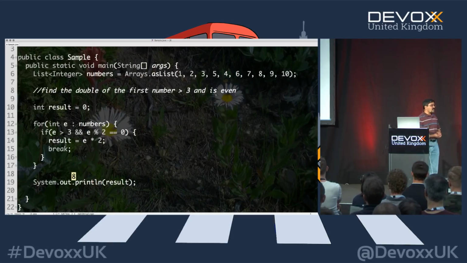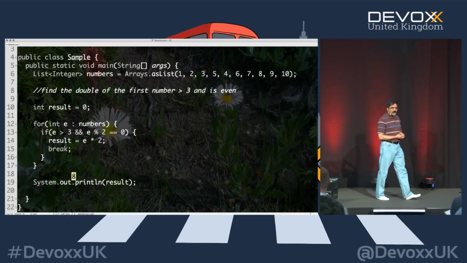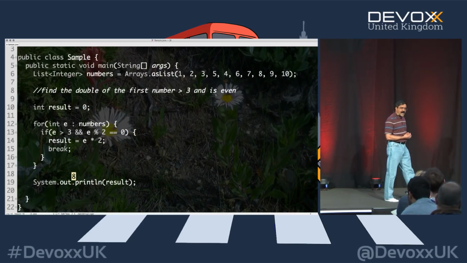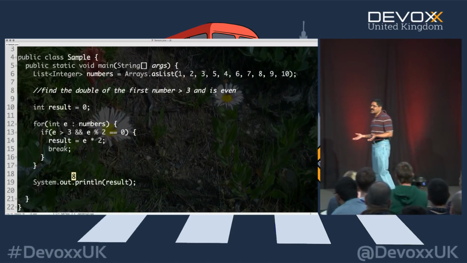I always get these words from my tester. My tester comes to me and says, hey, Venkat, your code sucks. I always tell my tester, don't say that. Tell me how my code sucks today. Because every day it sucks differently.